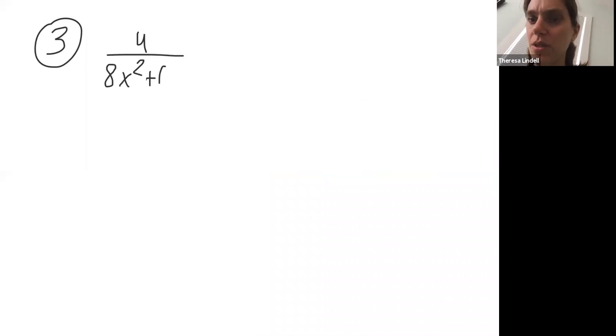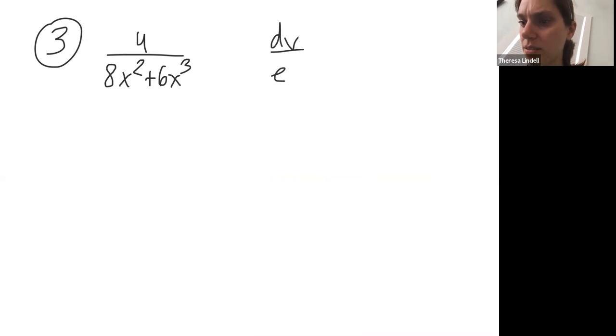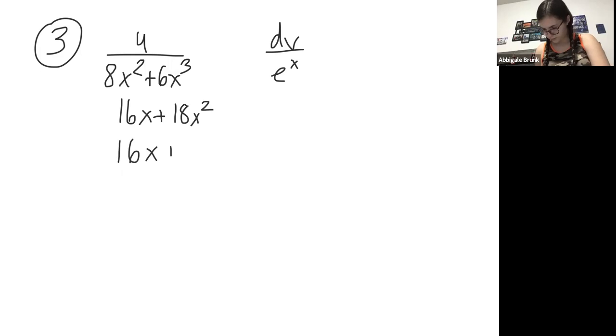So I'll do it on the next page, but it'd be your u's, what was that, 8x squared plus 6x cubed? Is that what that was? Yeah. Cool. And then your dv's were the e to the x. Okay. So then you just keep going forwards, which is what, 16x plus 18x squared? And 16x plus 36x?